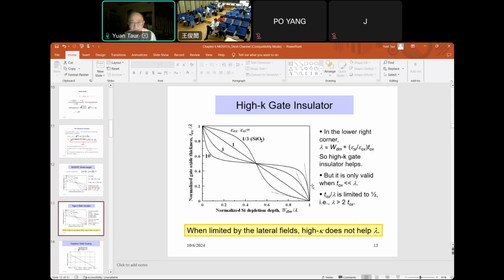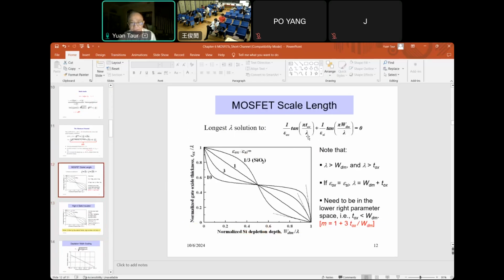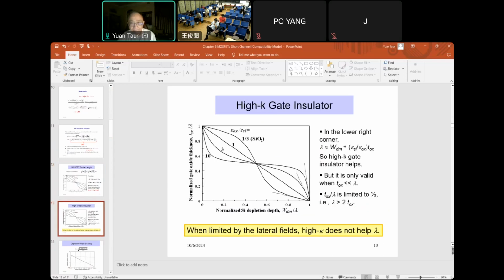So in the lower right corner, we go back to the tangent. In that corner, this angle is very small. This angle is close to pi. So we can make approximations. This is linear, tangent theta equal to theta. And this is tangent of pi minus theta equal to minus tangent of theta. If you apply that, you obtain lambda equal to WDM plus the permittivity ratio times Tox. And that's the slope shown here.